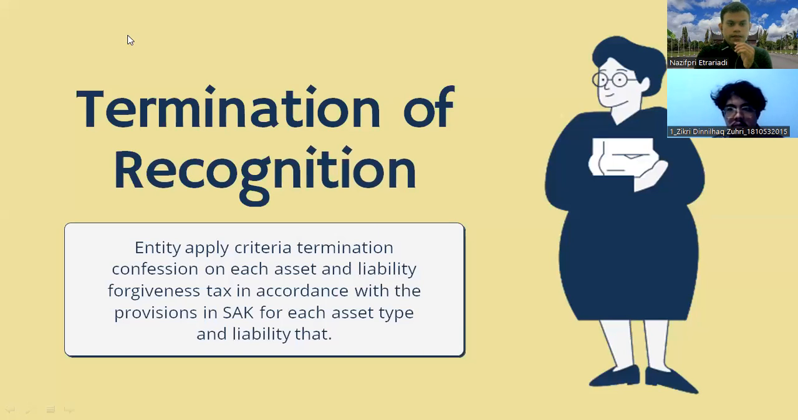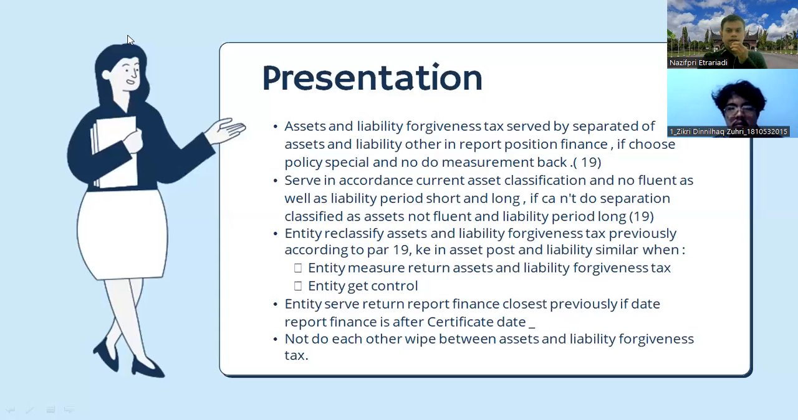Okay. The next topic is termination of recognition. Entity applies criteria of termination of recognition on each asset and liability of tax amnesty in accordance with the provision in SAK for its asset type and liability debt. In presentation, asset and liability of tax forgiveness or tax amnesty are served separately from other asset and liability in the statement of financial position.